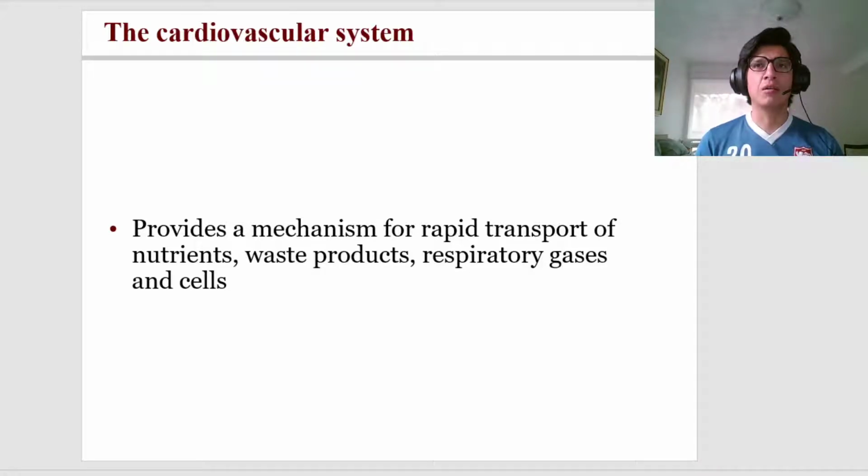A cell also needs the appropriate environment for these metabolic functions to occur adequately. So it needs the appropriate temperature, the appropriate pH, and the appropriate osmotic balance. All of these homeostatic inputs are buffered and regulated by the blood.